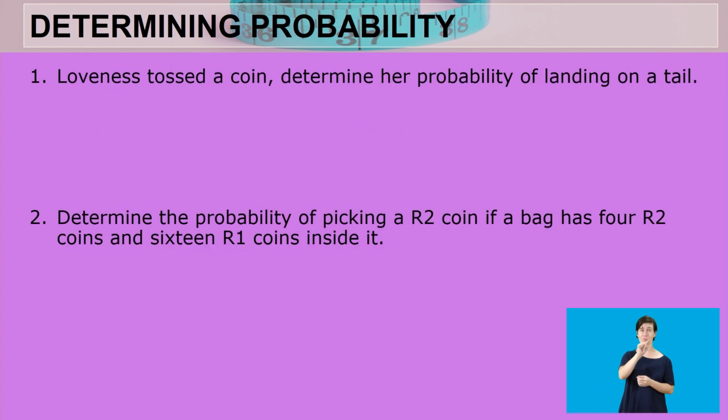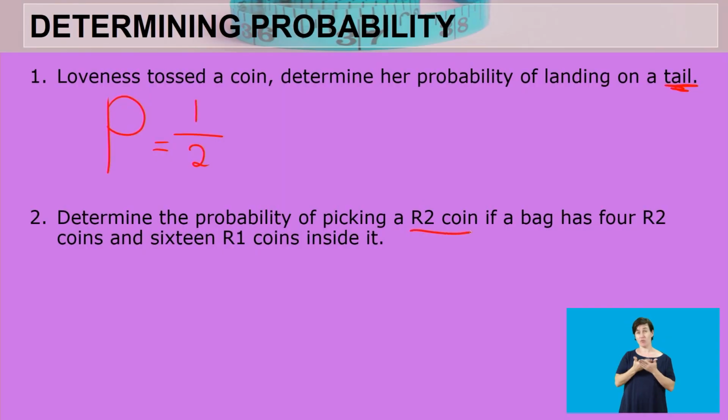Question 1 says, Loveness tossed a coin, determine the probability of landing on a tail. Probability is equal to, she tossed a coin, so how many possible outcomes do we have in a coin? We've got 2, because it's either a head or a tail. Then how many tails do we have in a coin? We only have 1. So the probability is 1/2. Remember, the question did not indicate how to express this probability, so we can write it either as a fraction, a percentage or a decimal number.